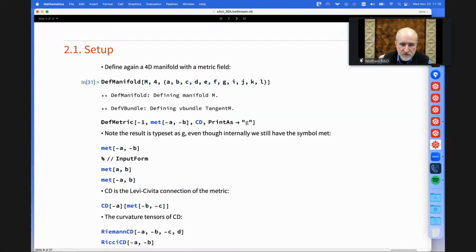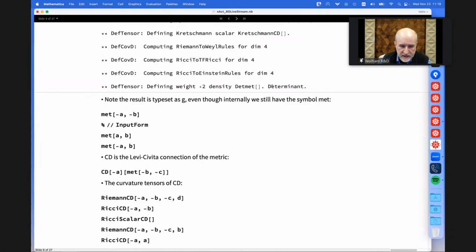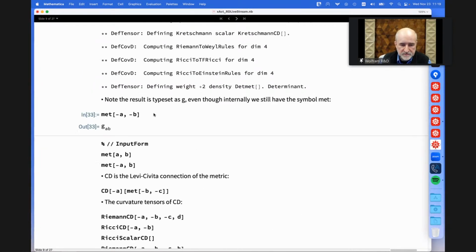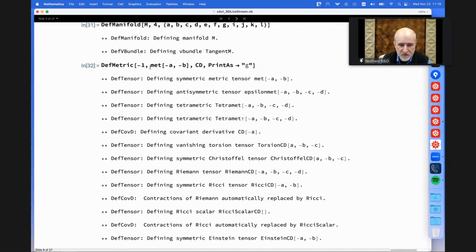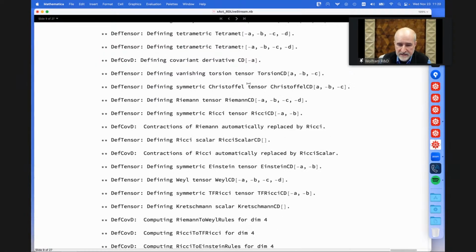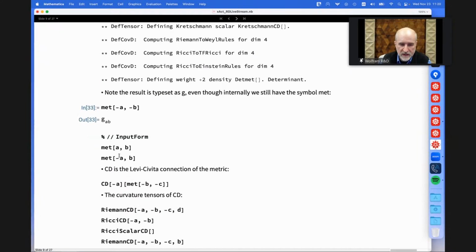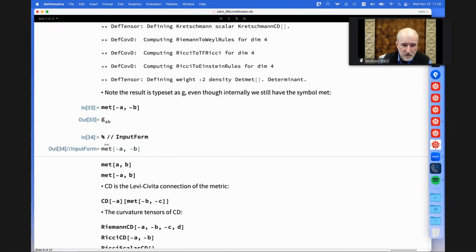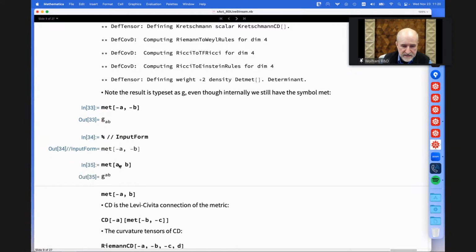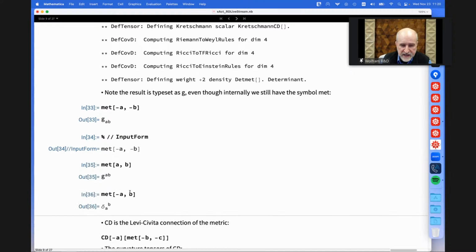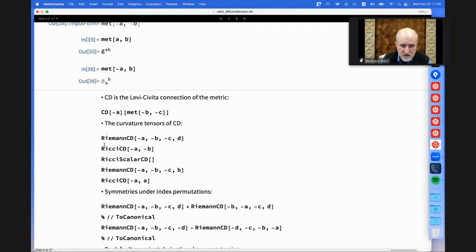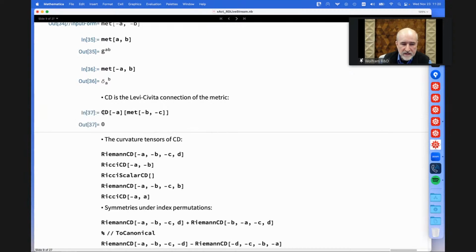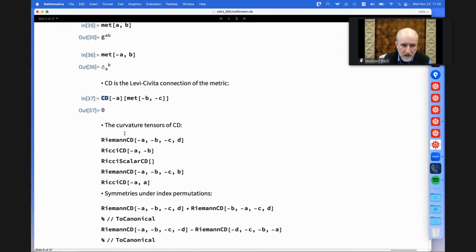So we have to do the same thing. We have to define a manifold, define a metric. We have this metric, right? Yes, too fast. So I defined it to be met. It's called met, but I can specify that I want it to be printed as G. So whenever you write met, it will look like G. So internally it's still met. So that's the inverse metric. Of course, if the metric has indices staggered, it will be converted into the delta. And this is its Levi-Civita connection. So when you do this, then of course you get 0. That's the definition of the Levi-Civita.